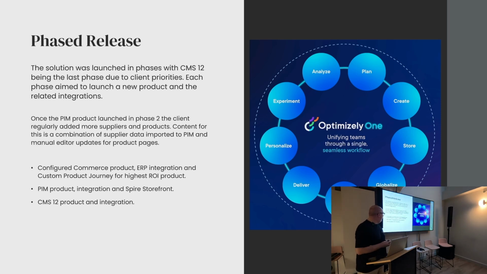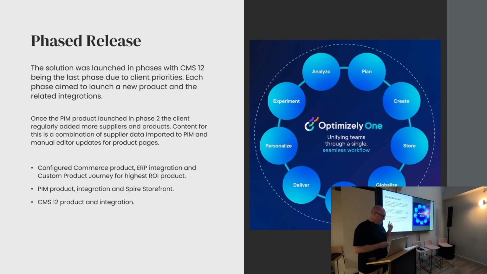So the client had a phased release for this. Each phase was aimed to launch a product at a time with all the related integrations. Once the PIM product launched in phase 2, the client has since been rolling out phases of extra products. So the products have scaled up from a few hundred initially, then to thousands, then to tens of thousands. In the first phase, we delivered the Configured Commerce product with integration to the ERP system, which is how they deliver the goods to the customers.